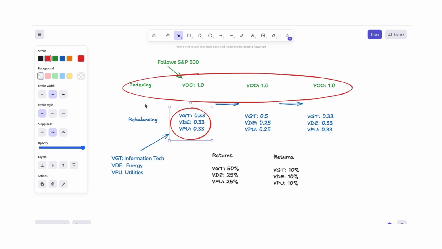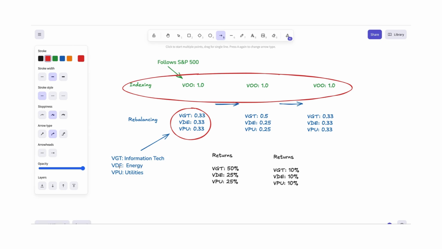We can start with this. We can start with 3 of these ETFs as our basket, just to make things easier. And then we can see how rebalancing works. So let's say we are in the first month and we don't have any knowledge of the returns of these stocks. So we distribute the money equally between them. So 33% of our money is in VGT, 33% in VDU, and 33% in VPU.